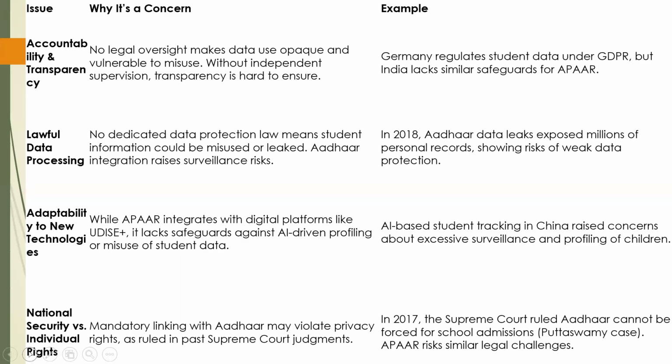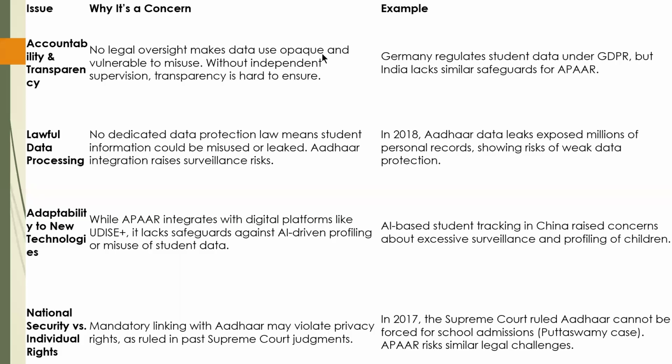Issues are accountability and transparency, lawful data processing, adaptability to new technologies, and national security versus individual rights. So these are the key issues. Why it is a concern, and an example. Accountability and transparency: why is it a concern? No legal oversight makes data use opaque and vulnerable to misuse. Without independent supervision, transparency is hard to ensure. Example: Germany regulates student data under GDPR, but India lacks similar safeguards for APAAR.